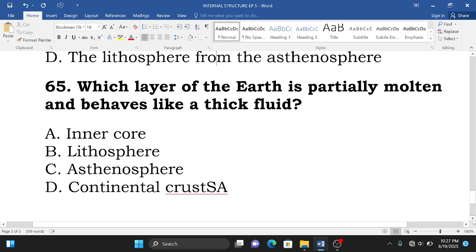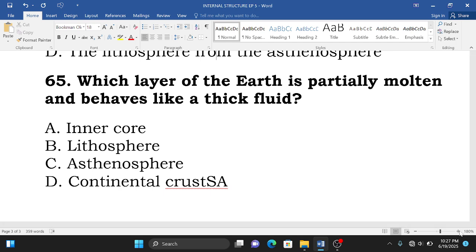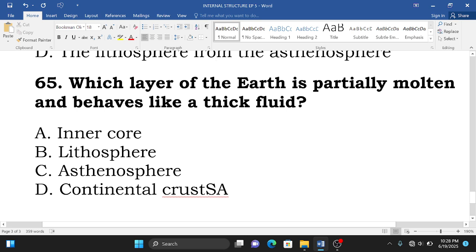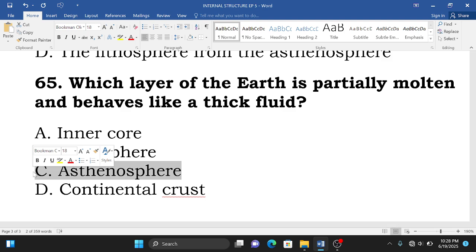The question number 11 is asking which layer of the Earth is partially molten and behaves like a thick fluid. A. Inner core. B. Lithosphere. C. Asthenosphere. D. Continental crust. So the correct answer is this one. The asthenosphere is partially molten and behaves like a thick fluid.